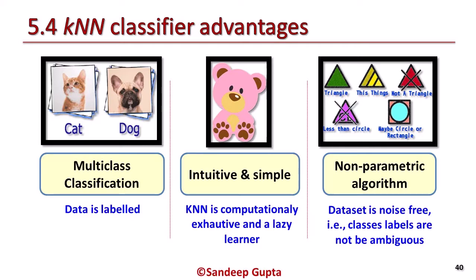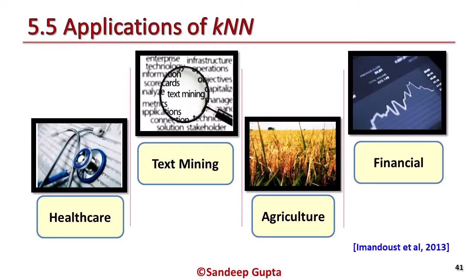Next, we will see some of the common applications of the KNN classifier. The KNN classifier can be used for solving classification problems related to the healthcare sector in disease diagnosis or genetics, the agriculture sector for climate forecasting and estimating soil water parameters, text mining for text categorization, and financial problems like economic forecasting.